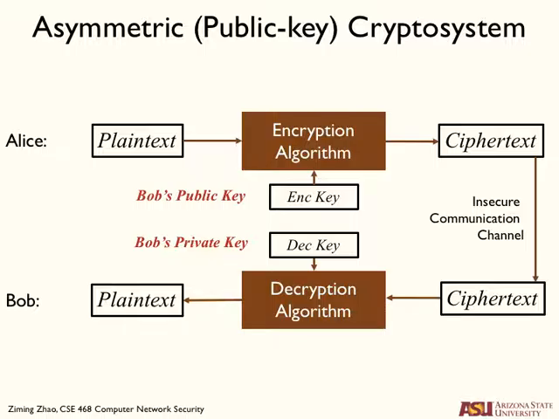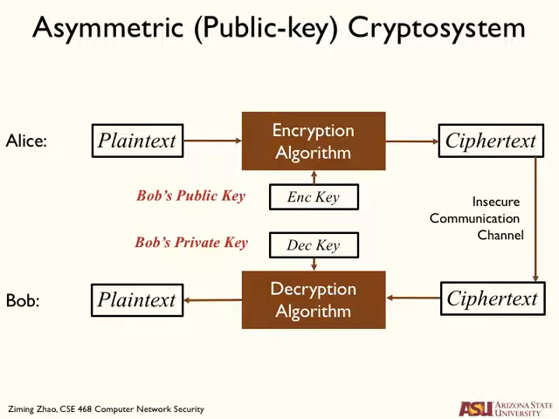Let me remind you how this asymmetric or public key crypto system works. First, Alice wants to talk with Bob. Alice will generate some message she wants to send to Bob, and she will use Bob's public key to encrypt this message. The ciphertext is transferred to Bob, and Bob will use his own private key to decrypt it. Only Bob can decrypt this because only Bob has the private key that is paired with the public key.